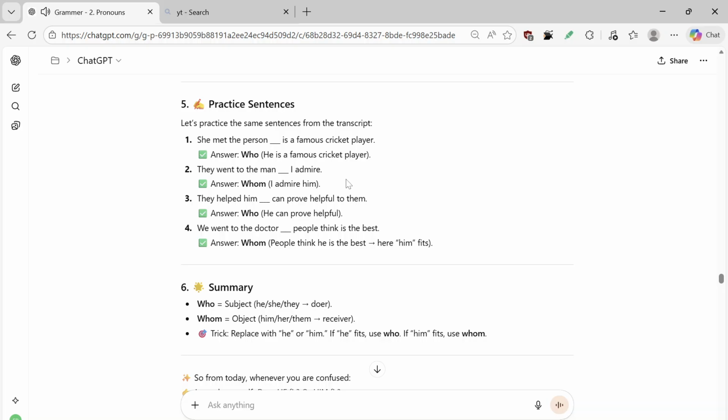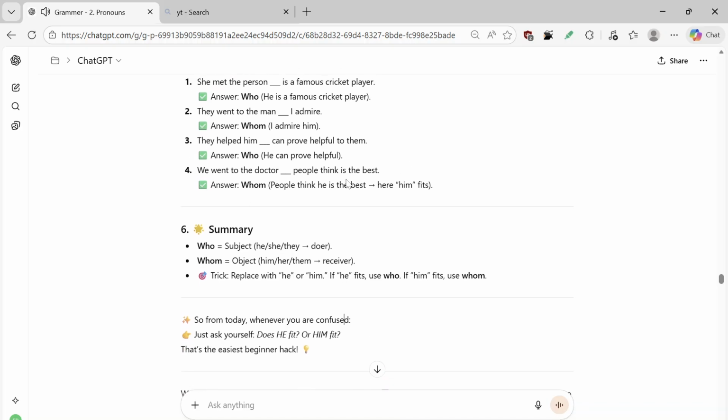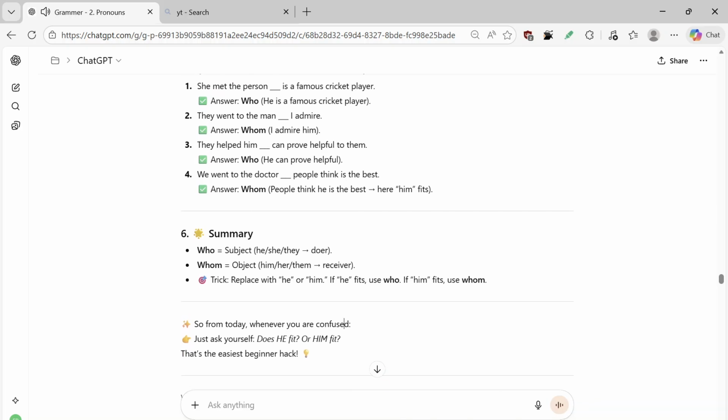6. Summary. Who equals subject: he, she, they, the doer. Whom equals object: him, her, them, the receiver. Trick: replace with he or him. If he fits, use who. If him fits, use whom. So from today, whenever you are confused, just ask yourself, does he fit or does him fit? That's the easiest beginner hack.